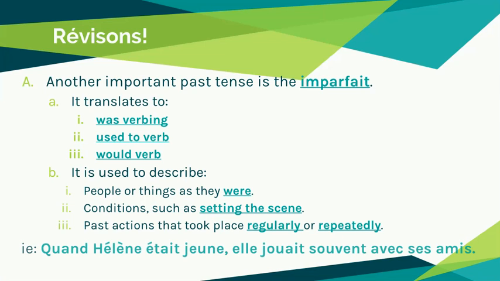Par exemple, quand Hélène était jeune, elle jouait souvent avec ses amis. So when Helen was young, here we're using imparfait because we are describing Hélène. Quand Hélène était jeune, elle jouait souvent avec ses amis. She often played with her friends. Often, regularly, repeatedly, imparfait. Elle jouait souvent avec ses amis.